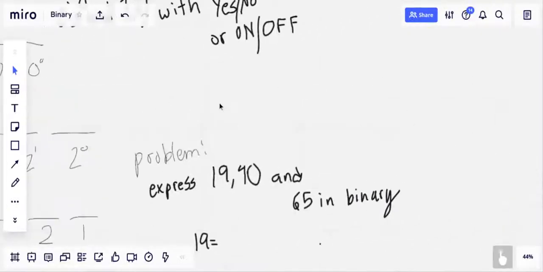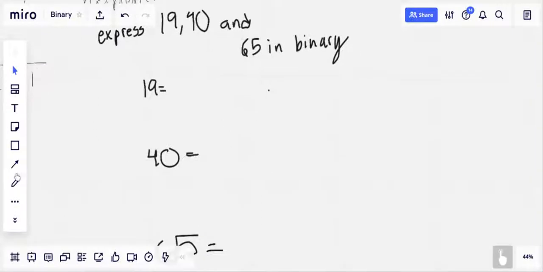Let's try a problem: express 19, 40, and 65 in binary. Starting with 19, let's go through the powers of 2 and see which one is closest to 19 without going over. 2 to the power 0 is 1, 2 to the power 1 is 2, 2 to the power 2 is 4, 2 to the power 3 is 8, and 2 to the power 4 is 16. So 16 is the closest.